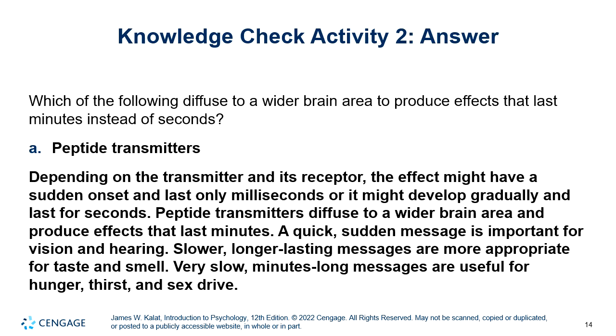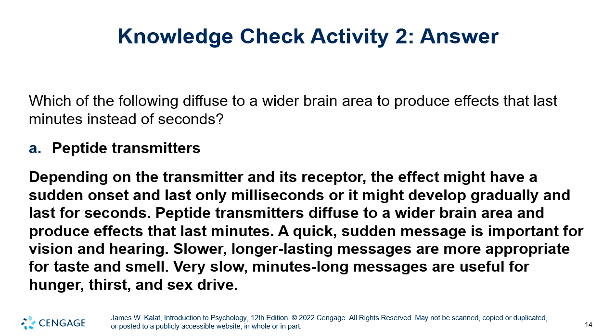All right, so the answer would be peptide transmitters. And that really depends on the transmitter we're talking about as well as its receptor. And that's because it can or might have a sudden onset that's milliseconds long, not even a whole second. And it might develop gradually and last for several seconds. When we're talking about peptide transmitters, know that it's going to help to diffuse the wider brain area that'll help produce effects that last for minutes instead of just milliseconds.